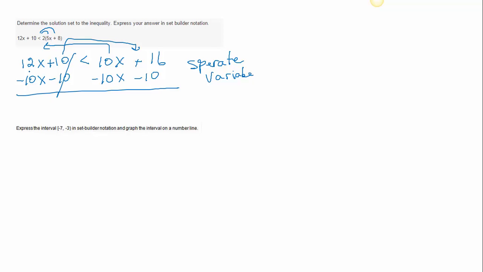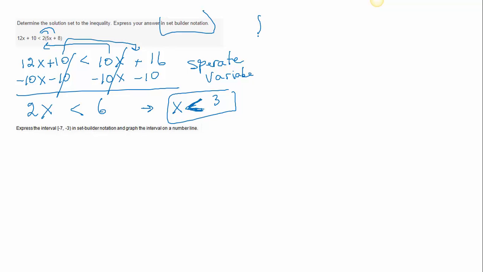So these two will cancel. 12x minus 10x is 2x, less than or equal. 10x minus 10x will cancel. 16 minus 10 is just 6. Here we go. Divide both sides by 2. X would be less than 6 over 2, 3. Write this in set builder notation. It would be x such that x is less than 3.